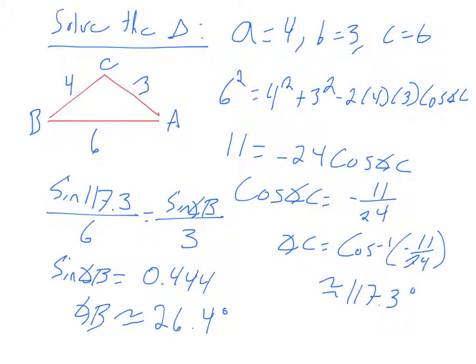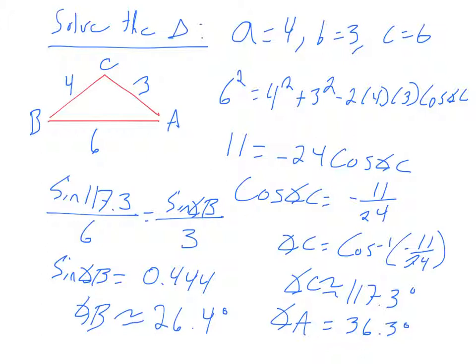And then angle C, sorry, we found angle C now. We have angle B and C, so we can find angle A. We don't need to use law of sines or law of cosines. We can just go ahead and subtract from 180. If we do that, we should get 36.3 degrees.